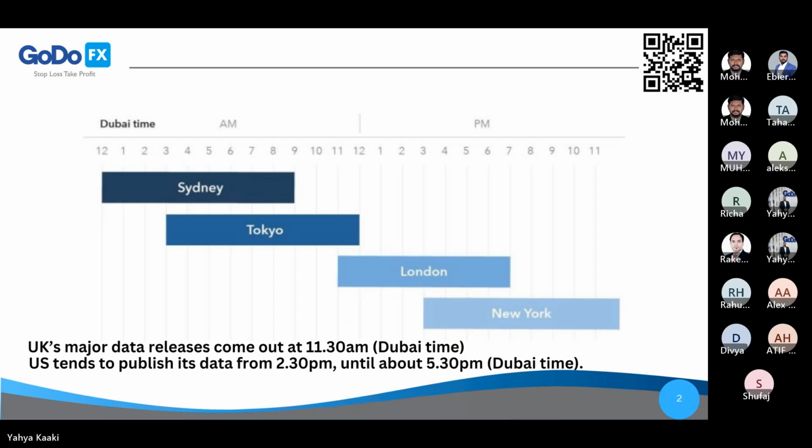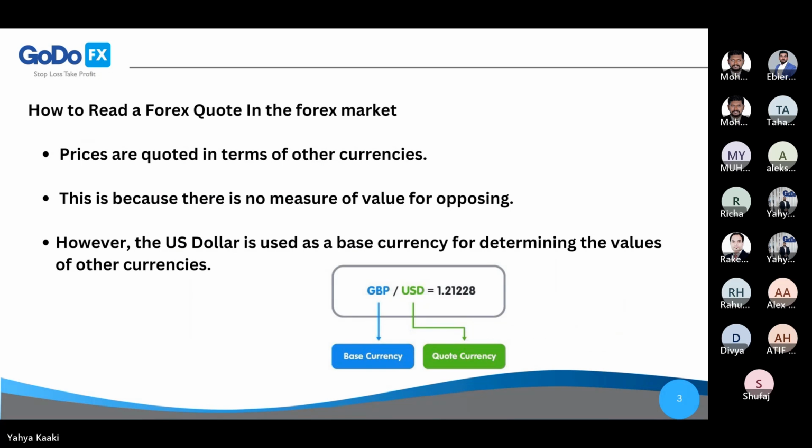However, the US dollar is used as a base currency for determining the values of other currencies. As we can see here, in the British pound against the US dollar, the base currency is the British pound and the quote currency is the USD. So there are always two opposing currencies against each other. Now, we're starting with the question, what is a pip?